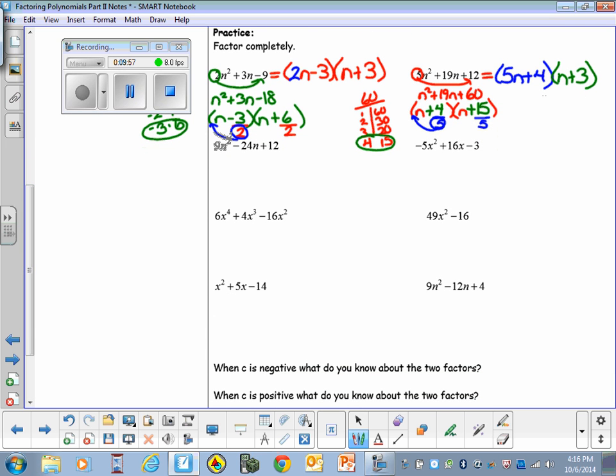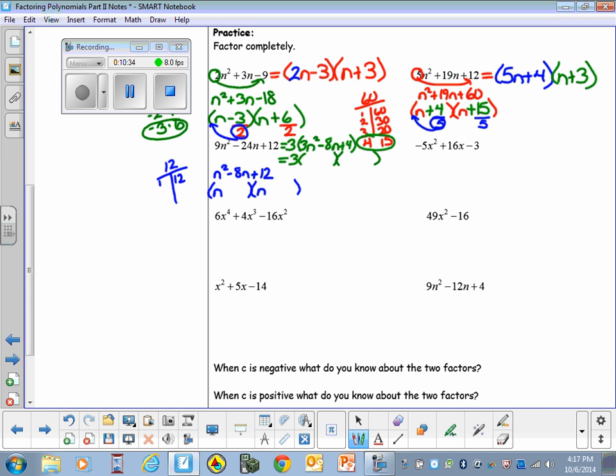Another one. 9, 24, and 12. There is a greatest common factor. I've got to pull out a 3 before I can start. I'll have 3n squared minus 8n plus 4. And this is going to equal 3 times something when I'm done. Now I'm going to slide this 3 to the 4, so I'm going to factor n squared minus 8n plus 12. It's going to be n, it's going to be n, it's the 12 I've got to watch.